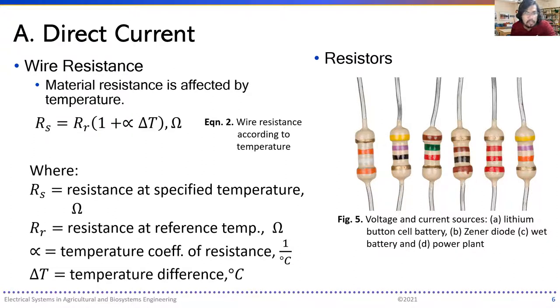The unit is still resistance, because when you multiply the alpha, which is 1 over degrees Celsius, by the delta T, which is in degrees Celsius, it just cancels. So we have the resistance also in ohms.